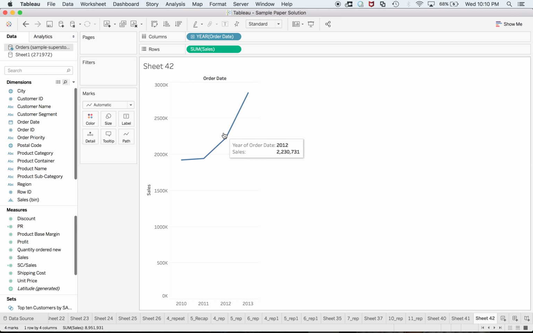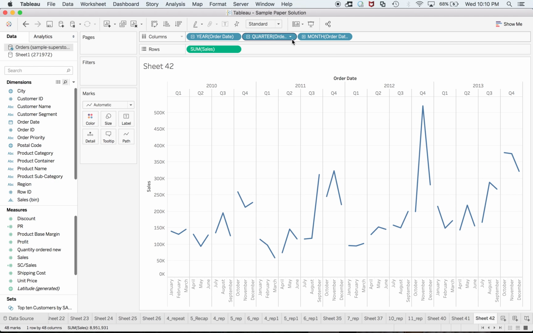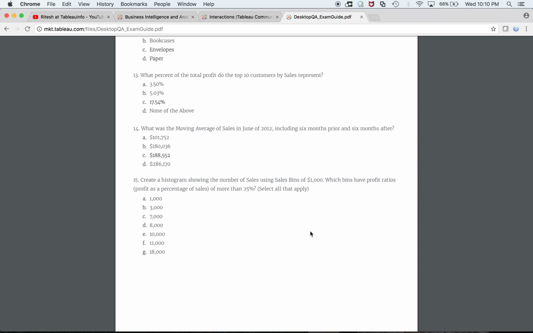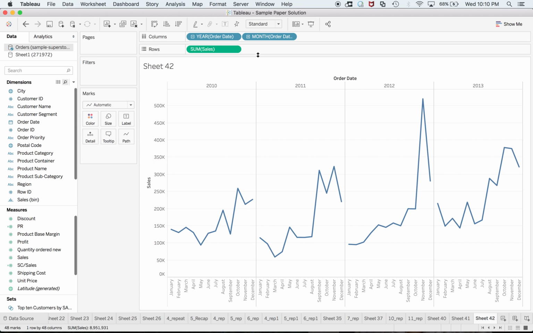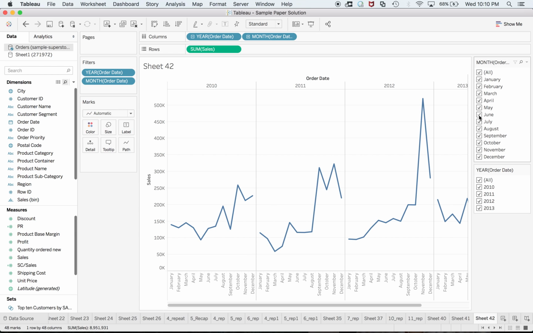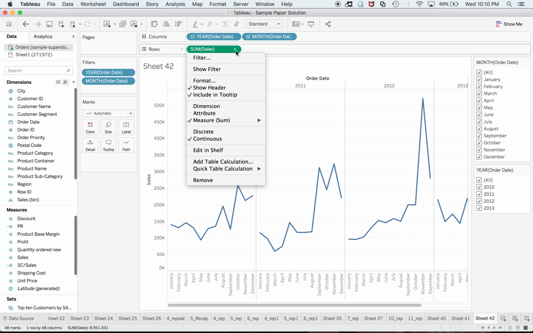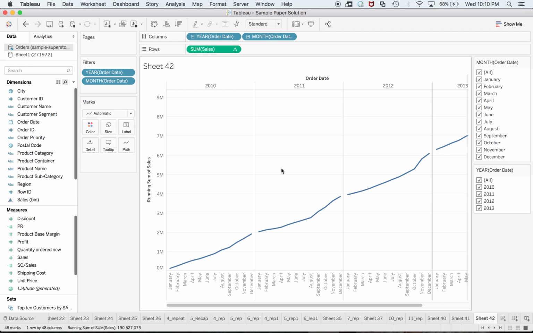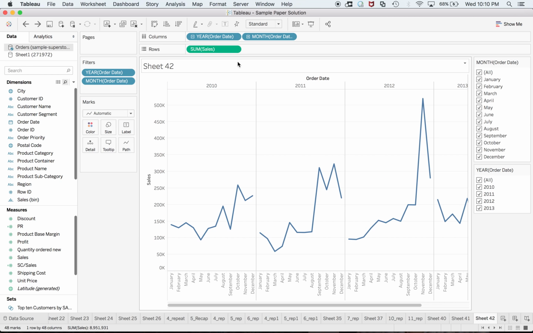Fair enough. Now we need to drill down to months because they're talking about month over there, if you can see. June of 2012. Okay, now here is the trick. June of, so we are talking about running total, not running total.